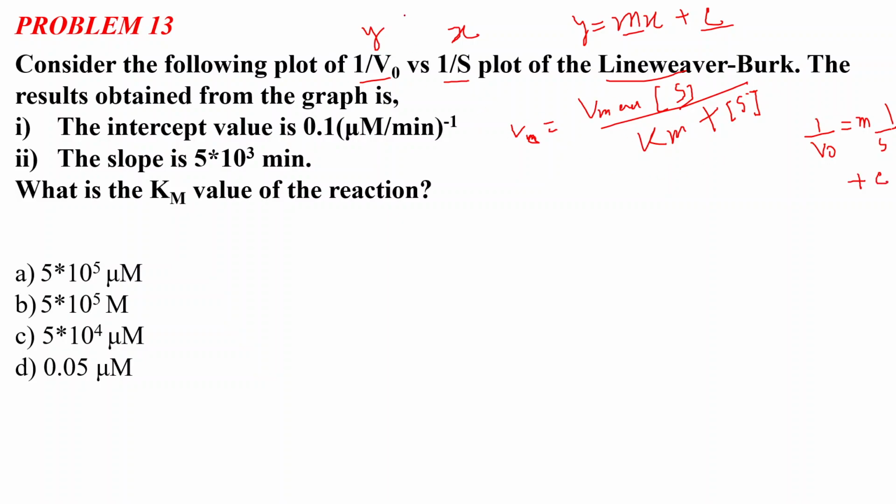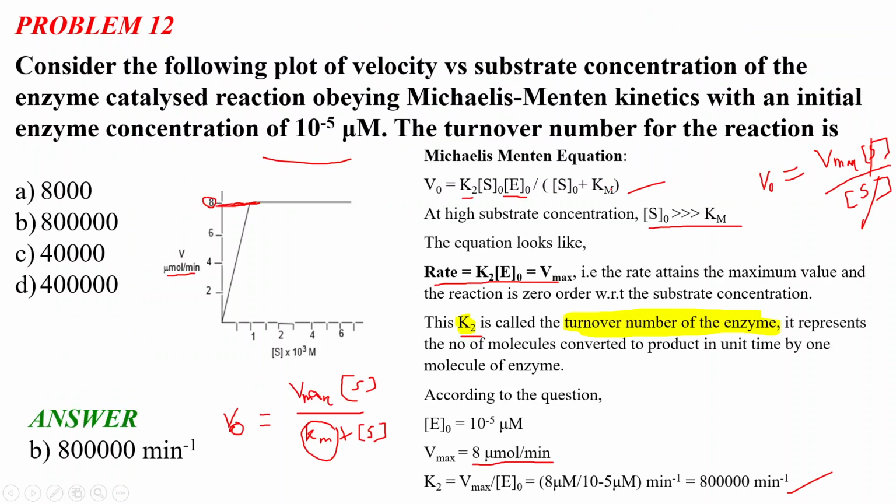Since y is given and x is given, you just have to rearrange this parent equation in this manner. From that you will get the terms for the slope and the intercept. So if you don't remember the graph at the time of your examination or at any point, remember the basic equation and derive the equation for the Lineweaver-Burk plot. Has anybody derived this, or have you answered this question?